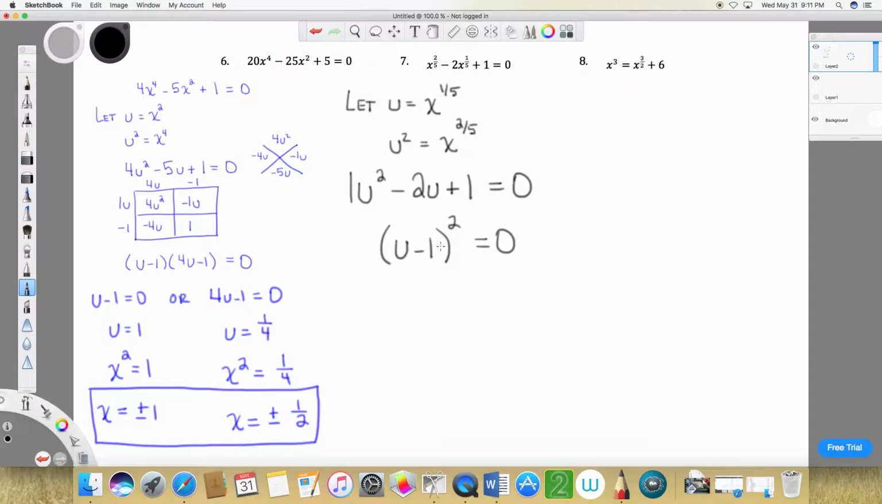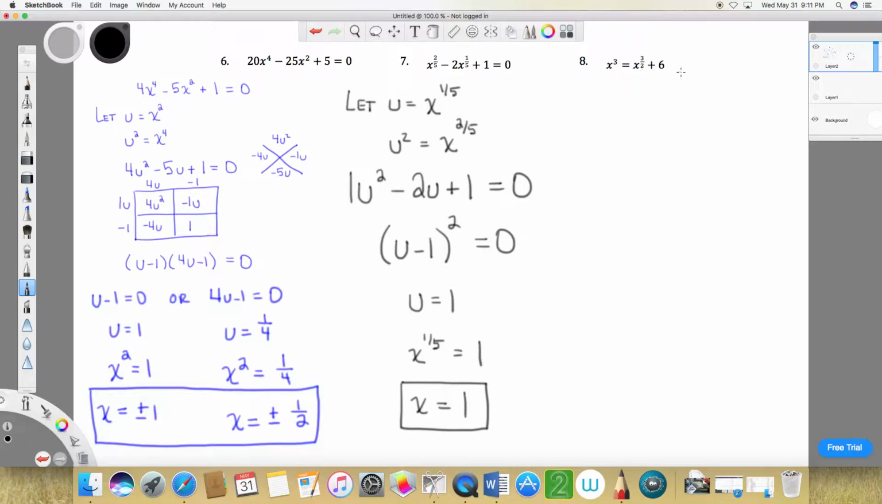And here, 1 minus 1 gives you 0. U has to equal 1, or take the square root of both sides and go through it that way. But you can see that 1 minus 1 gives you 0. If u is equal to 1, remember I want to replace u with x to the 1/5 power. But if I raise each side to the 5th power, then 1 to the 5th power is just 1. So I have 1 as my solution to this. And by substitution, you can see if x is 1, 1 minus 2 plus 1 is equal to 0. You can easily see that checks.